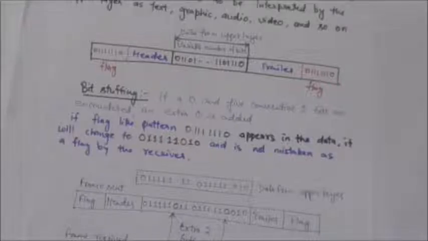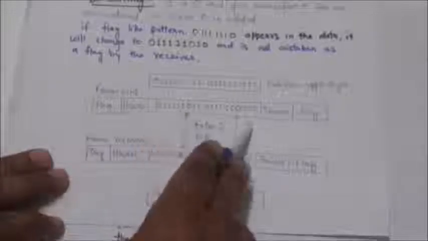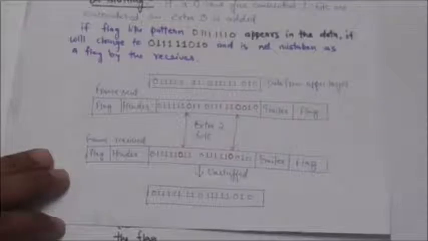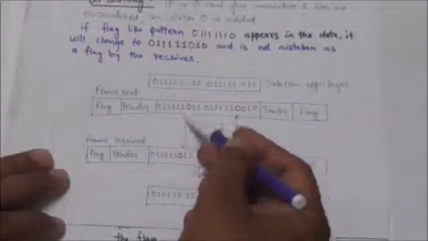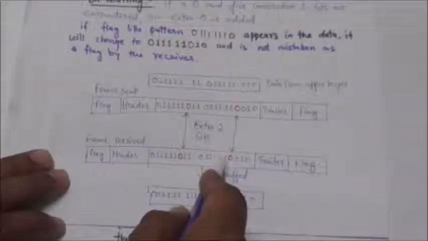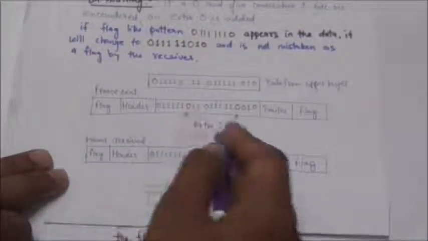As you can see here, we have done the bit stuffing in this figure. These extra bits which we have stuffed, written in red, are eventually removed from the data by the receiver. So at the receiver, these stuffed bits are eventually removed.